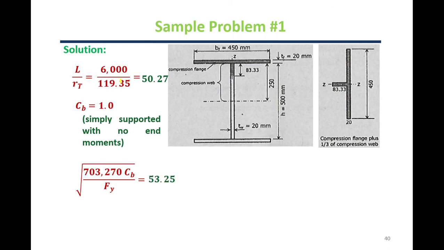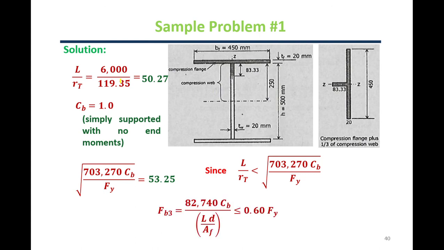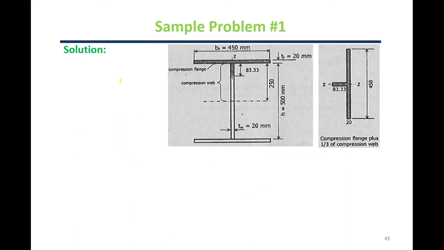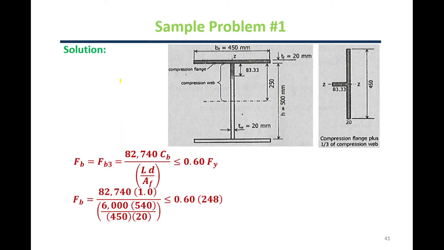So we have here value of 53.25 for that, since L over RT is less than the value of this one. So ito gagawin natin, FB3. So using the FB3, ayan, we will get the value of FB is 229.8 megapascal. It's less than the 148.8 megapascal na nakuha natin kanina. So, we use the FB kasi yan yung mas sufficient na gamitin natin.